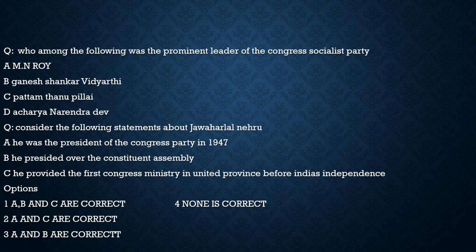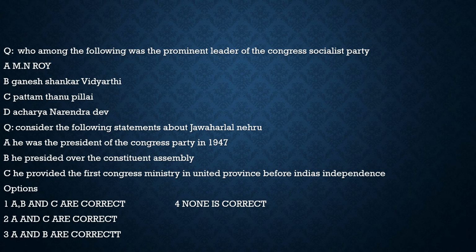When we know option C is incorrect, we can mark option A incorrect here, option 1 incorrect here, we can mark option 2 incorrect here. Now we are left with 1 and B. Here let's go back to statements 1 and B. In the first statement, he was the president of the Congress Party in 1947. If we know the answer to it, it is definitely correct that he was not the president of the Congress Party in 1947.